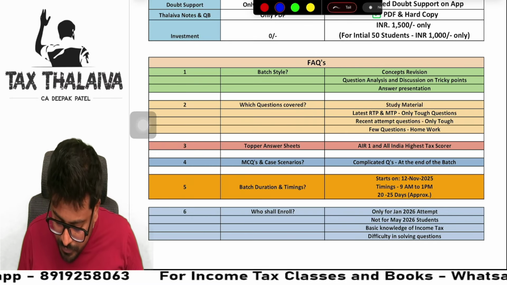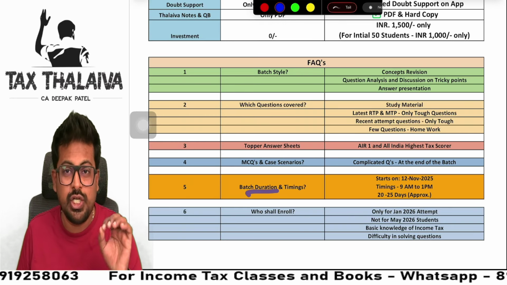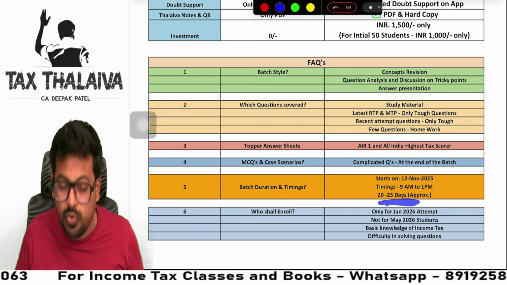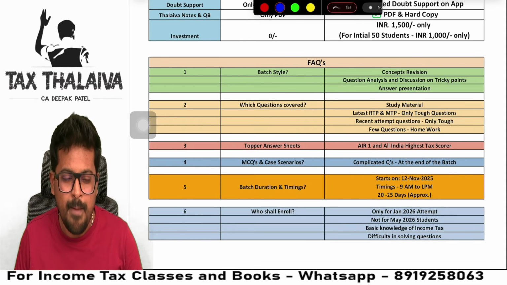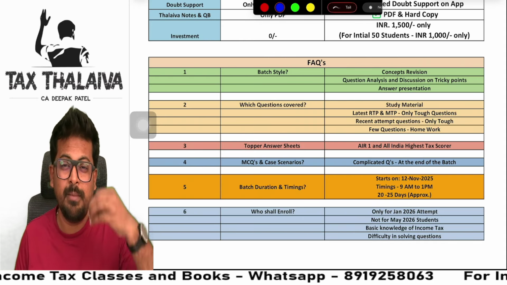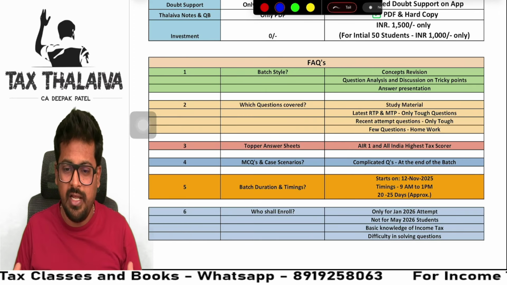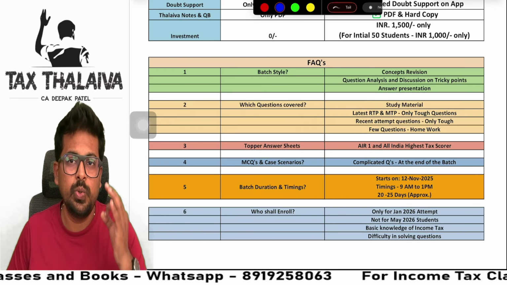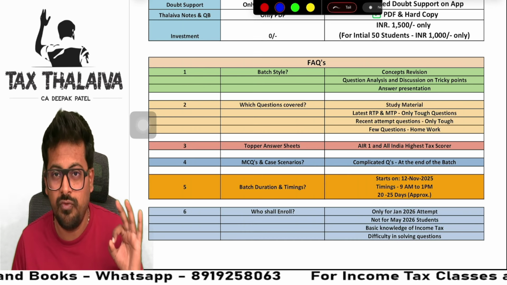Trust me on this. So what is the batch duration going to be? It is going to be 20 to 25 days approximately. Maximum it may be 1 month, maximum 30 days I can say, but roughly we are expecting 20 to 25 days. We will try to finish it off.